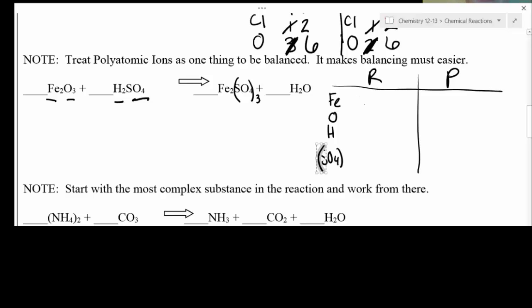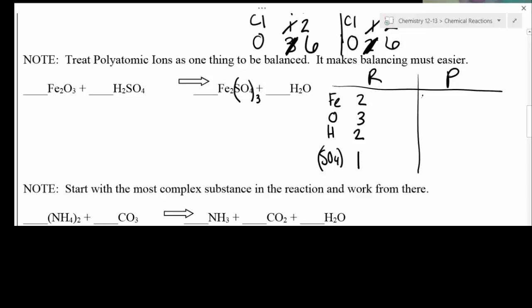Okay, how many of each do I have? Well, I have 2 irons. I have 3 oxygens. Notice I'm not counting the oxygen in sulfate, okay, because that's a separate thing that I'm counting. I have 2 hydrogens, and I just have 1 sulfate molecule.